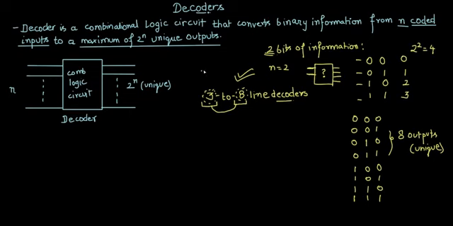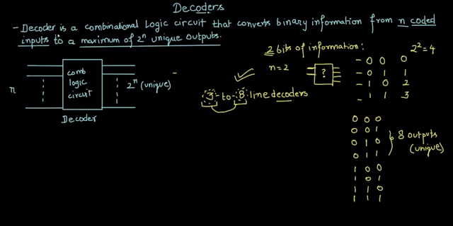In this presentation, we are going to learn about another combinational logic circuit, which is decoders. Decoders are very useful in computer system architecture because they are used to decode information from one format to another. So let me first define what exactly a decoder is. Here I have written the definition of a decoder.